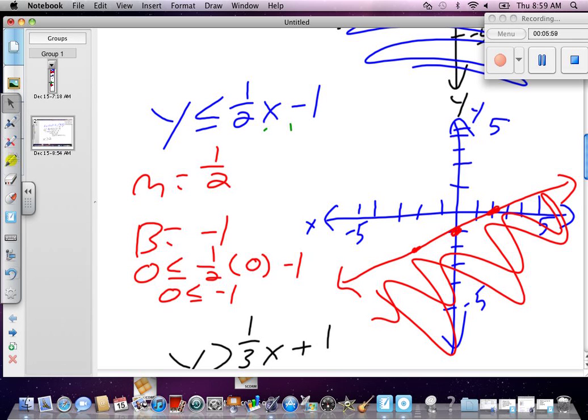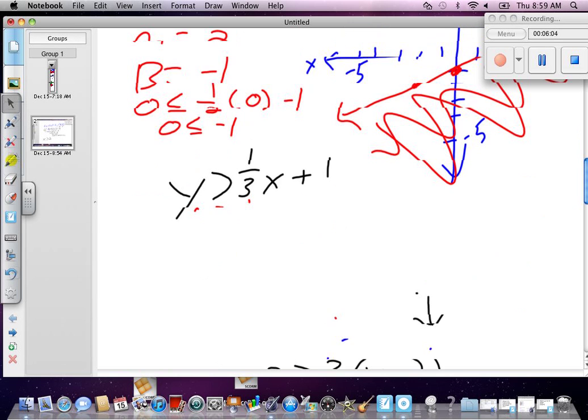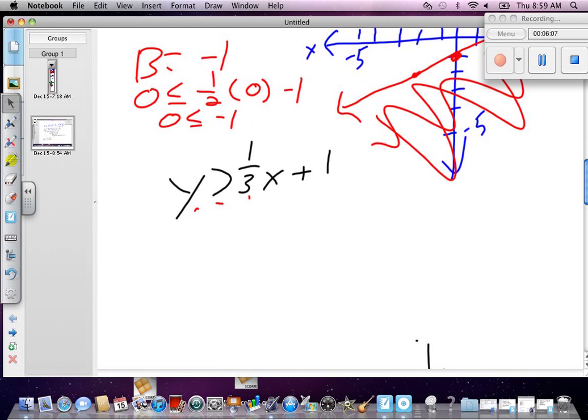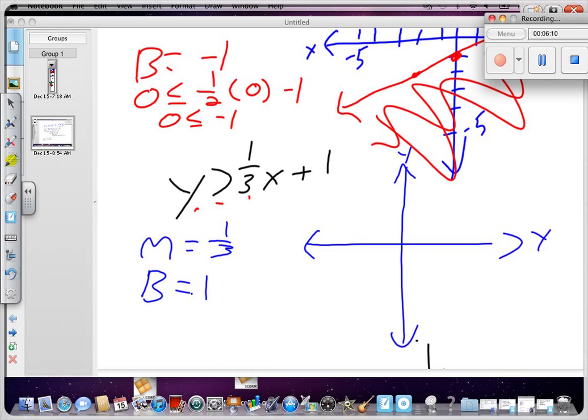Alright, why don't you guys try this next one on your own? You should all be at least able to identify the slope and the y-intercept. Make my y-axis and x-axis. I count by ones because it's pretty small. I'm going to put my first dot at 1. I go up 1, over 3, or down 1 to the left 3. It is not a solid line, it's a dotted line.